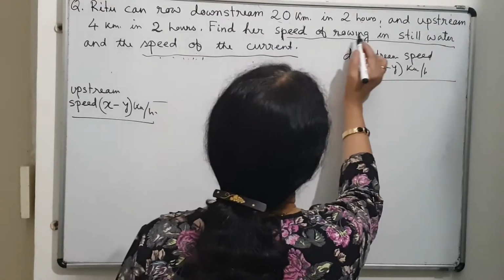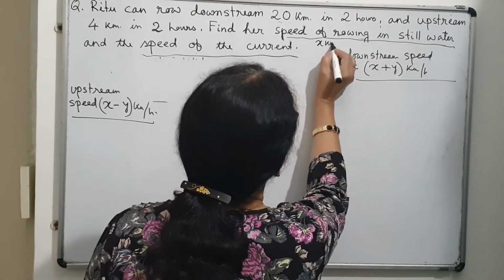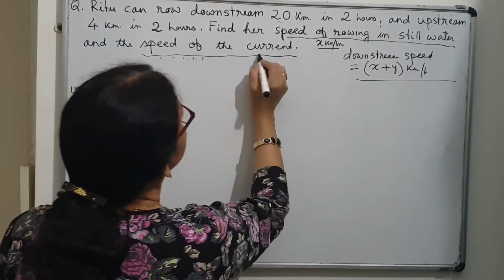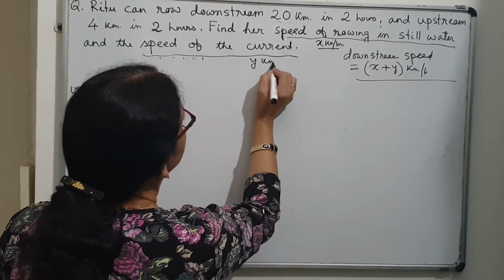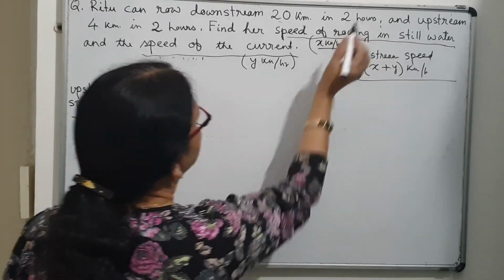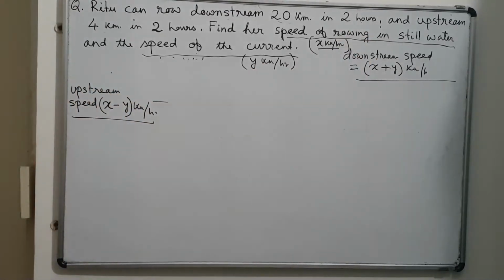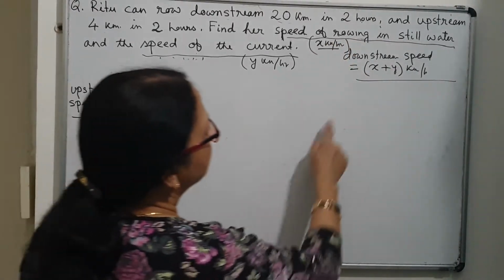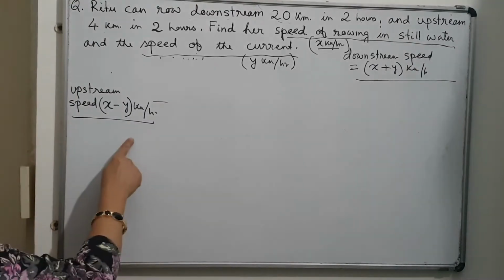So the speed of rowing, which you have to find, we have taken as x kilometer per hour, and the speed of the current we have taken as y kilometer per hour. Speed of current is y kilometer per hour, speed of rowing x kilometer per hour. Then downstream speed will be this and upstream speed will be this.